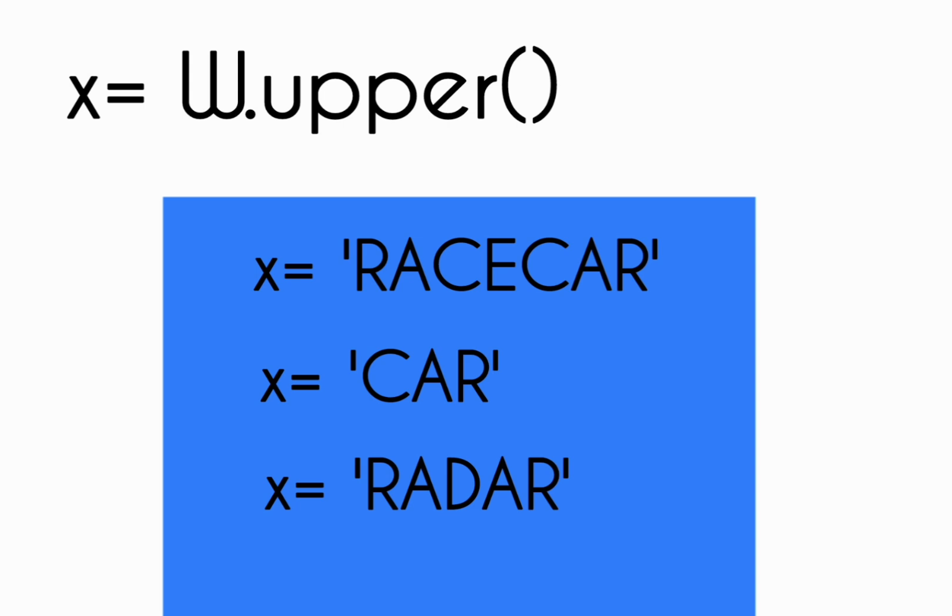Similarly, when the loop will run for the second time, the value of X will be CAR and all letters of the car will be in uppercase. And similarly, for the third time, when the loop will run, the value of X will be RADAR and all letters of radar will be in uppercase.